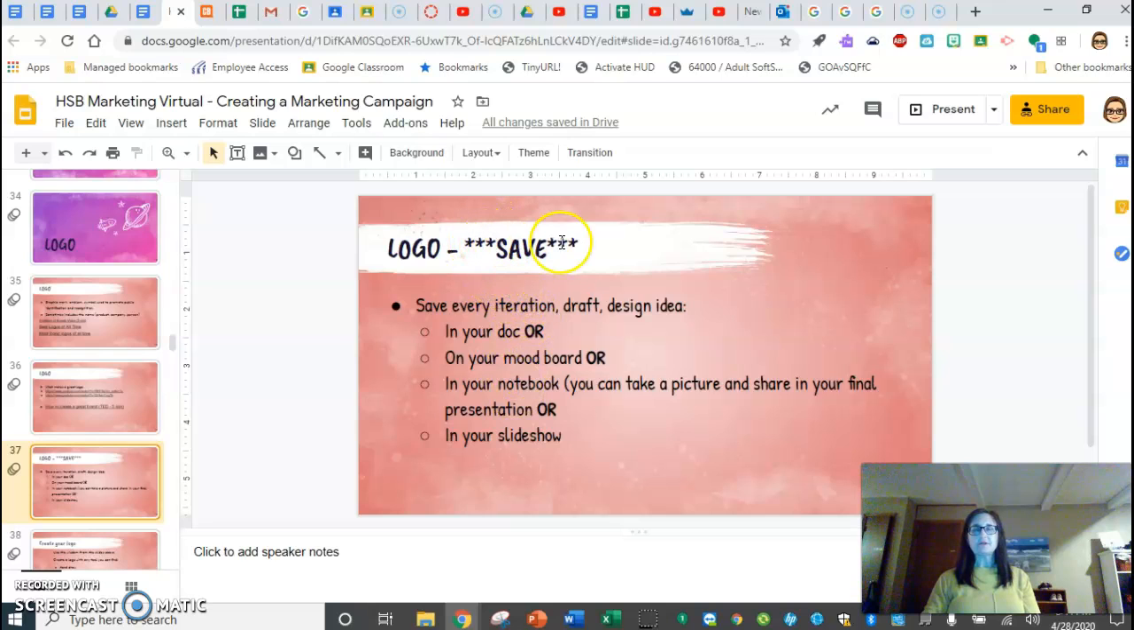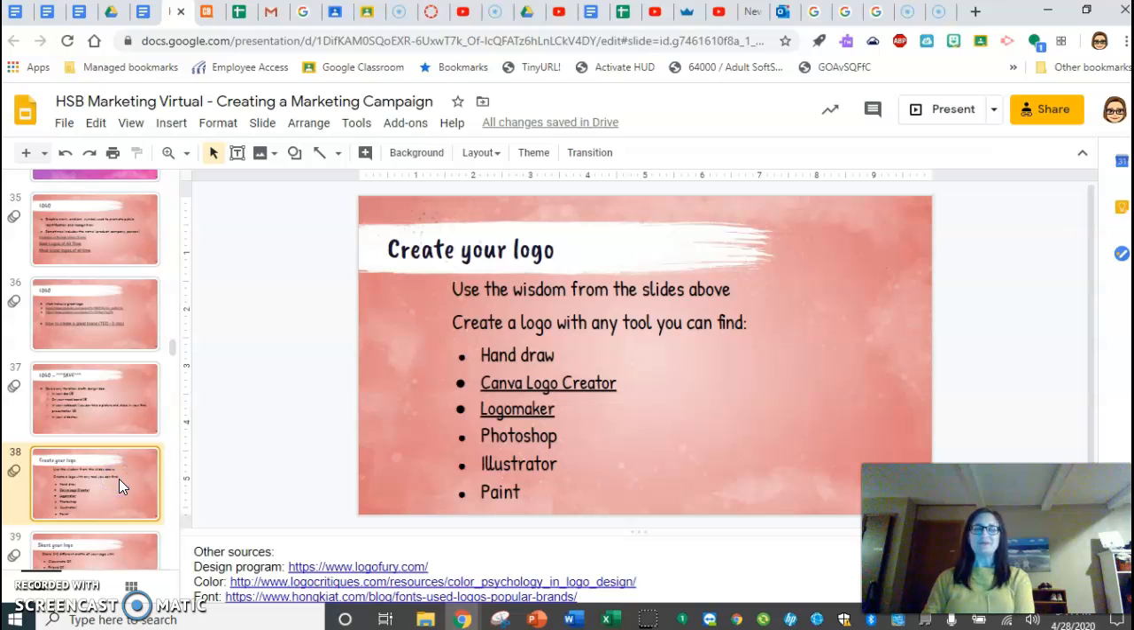And then I just put this here as a reminder. Every single iteration, draft, design that you do of your logo, I want you to save it. So snip it, take a picture of it, put it in your doc or wherever you're saving things so we can see how you've evolved with your logo. So in your mood board, in your notebook, if you're artistic, or in your slideshow, you can show the evolution of it. I'm excited to see what you decide to do.